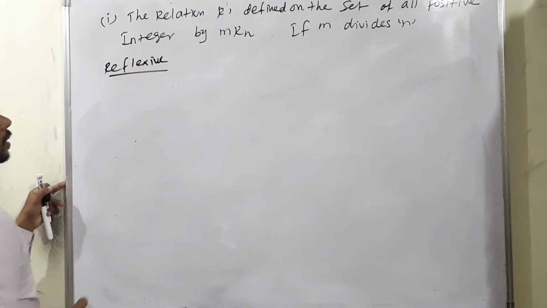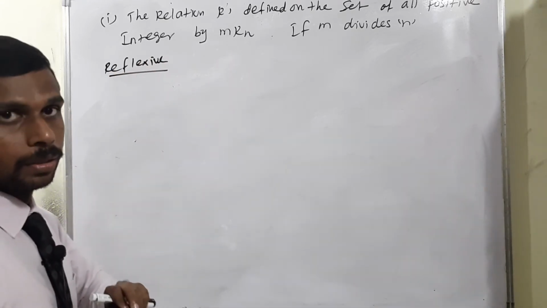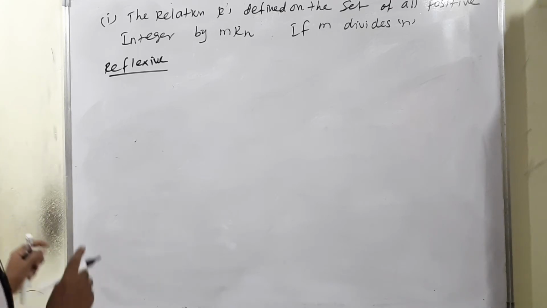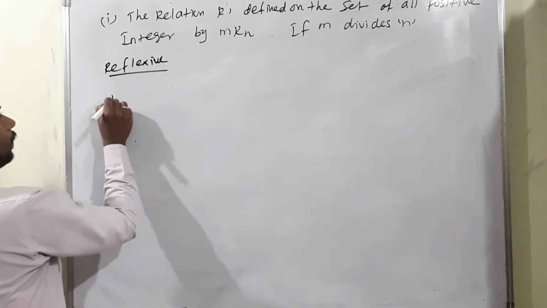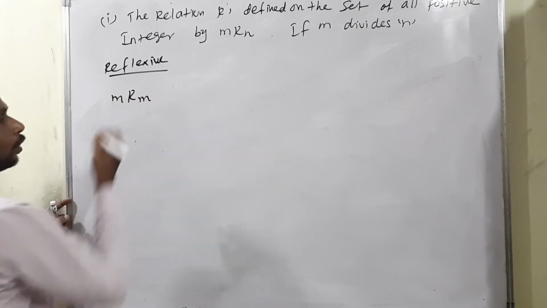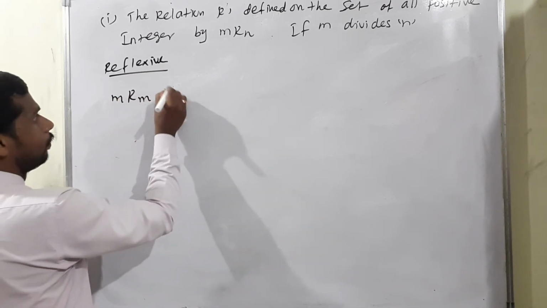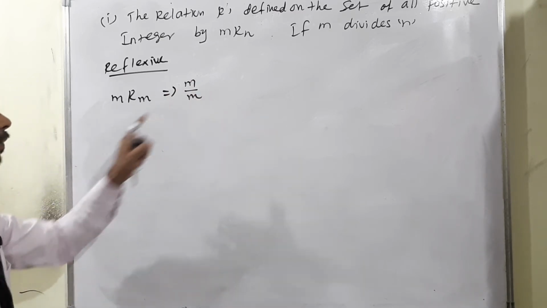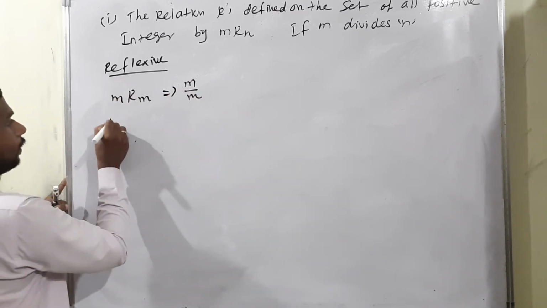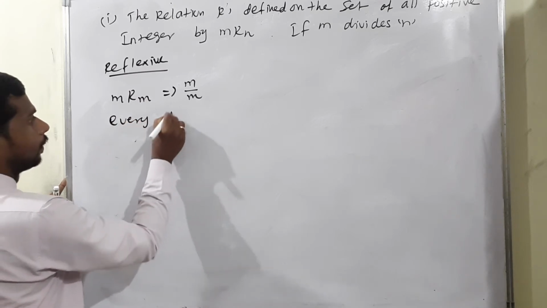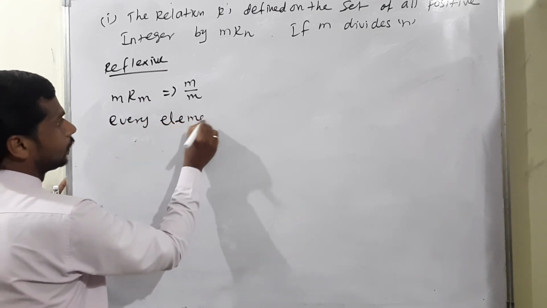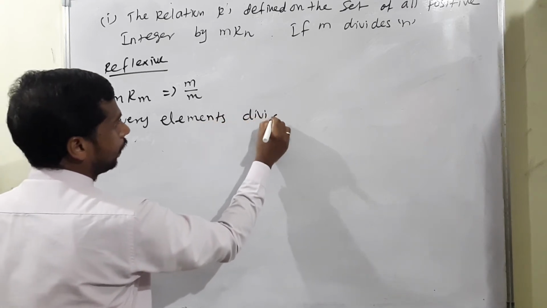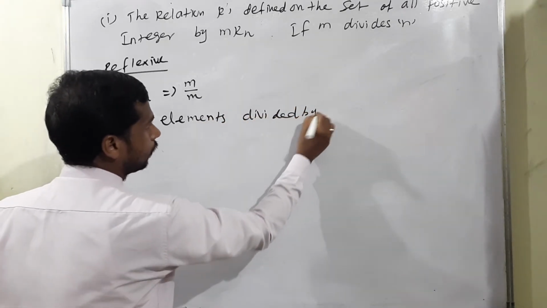So reflexive means the condition m related to n. What is the meaning? For all a, the pair a comma a belongs to R. So a comma a means definitely we can say m related to m. So m related to m means m divided by m. Therefore every element is divided by itself.